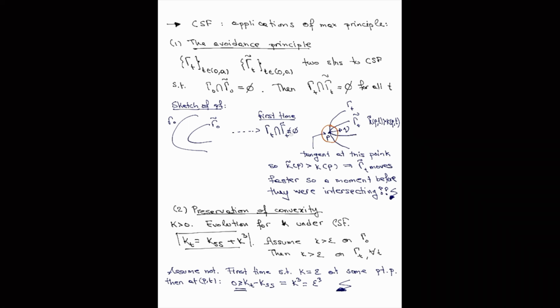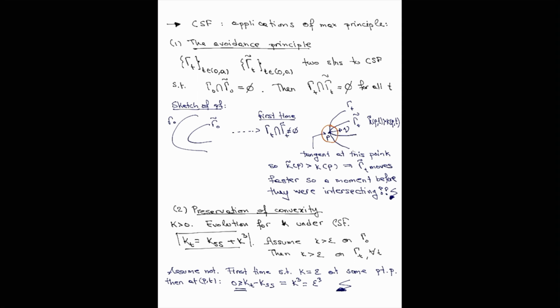And again, here's the sketch of the proof. You start with two curves that do not intersect. Start running curve shortening flow. And let's assume that at some point, and let's choose the first time, their intersection is not empty. Since it's the first time, there must be a point where the two are tangent.